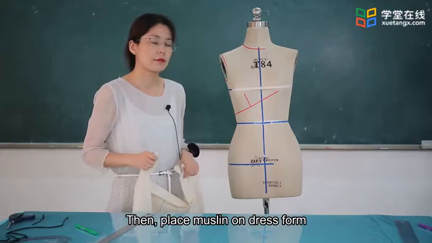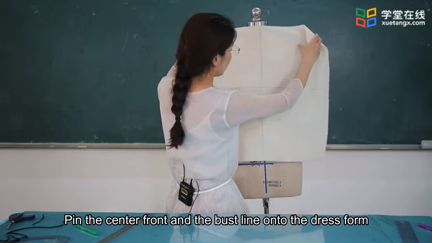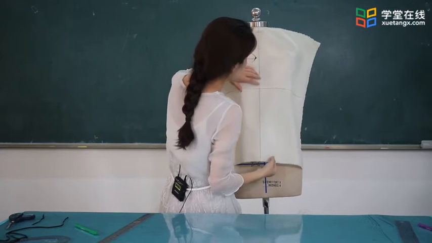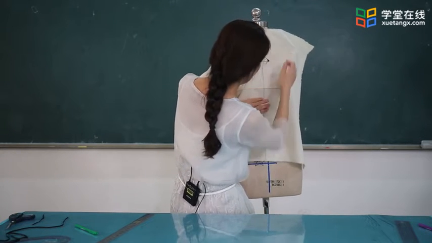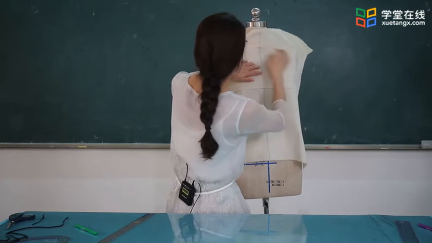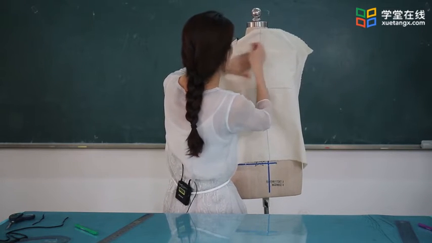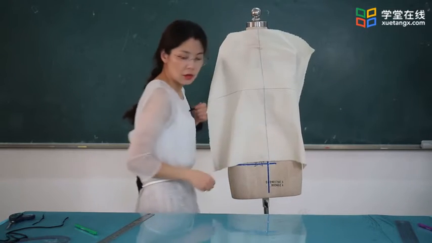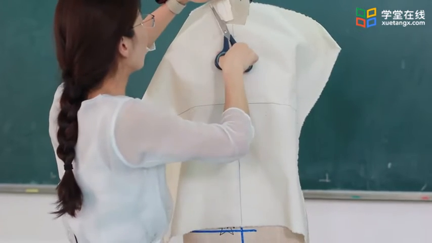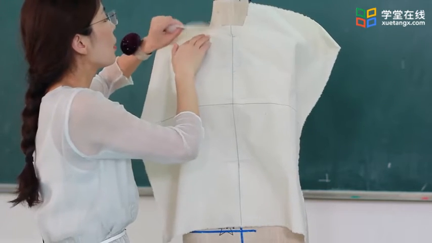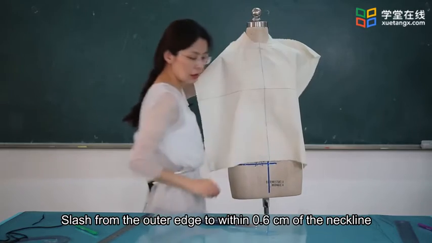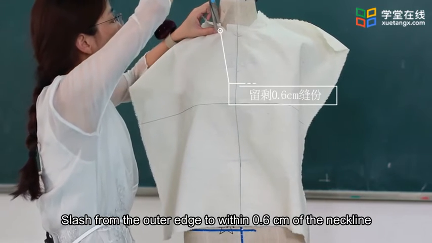Then, place the muslin on the dress form. Pin the center front and the bust line onto the dress form. Drape the neckline and define the side neck point. Slash from the outer edge to within 0.6 cm of the neckline.